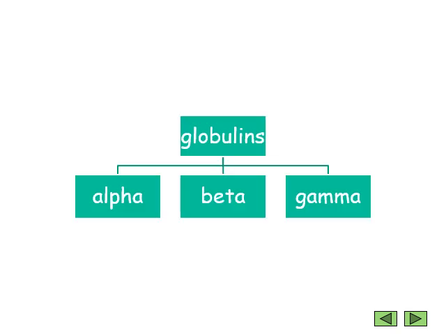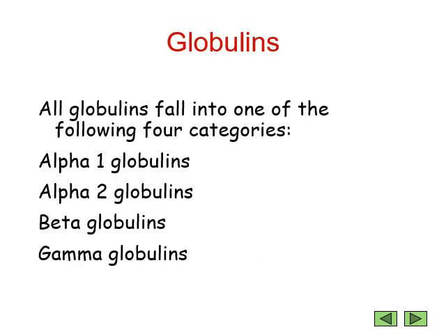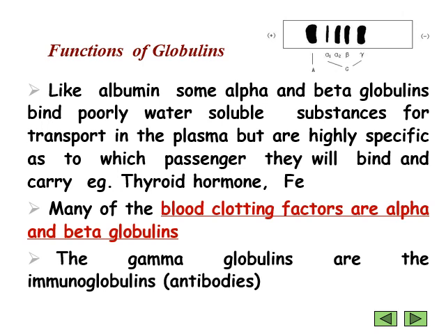Now the globulins. We discussed that there are 3 types: alpha globulins, beta globulins, and gamma globulins. There is further classification: alpha globulins are further divided into alpha 1 and alpha 2, then beta, and then gamma. Actually, this is the topic of biochemistry, and you will study these globulins in detail in biochemistry. I'll give you some brief knowledge about the functions of the globulins.